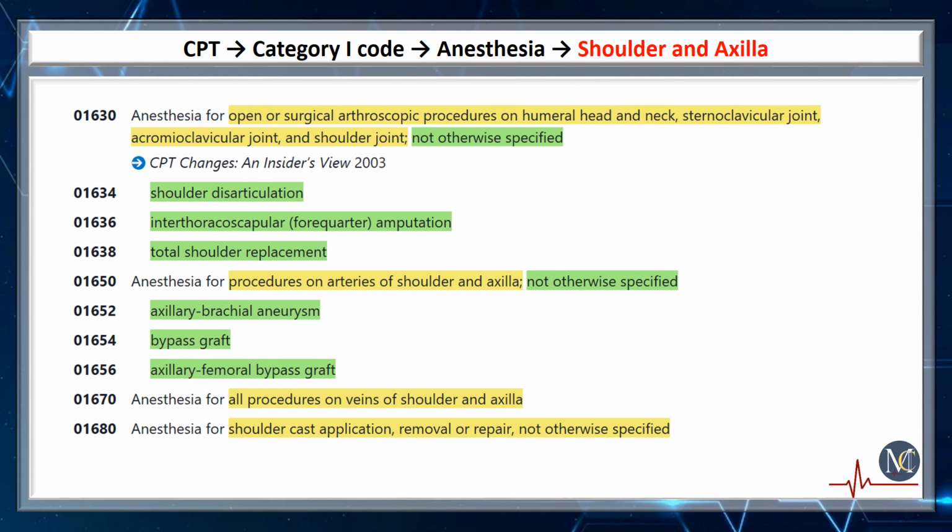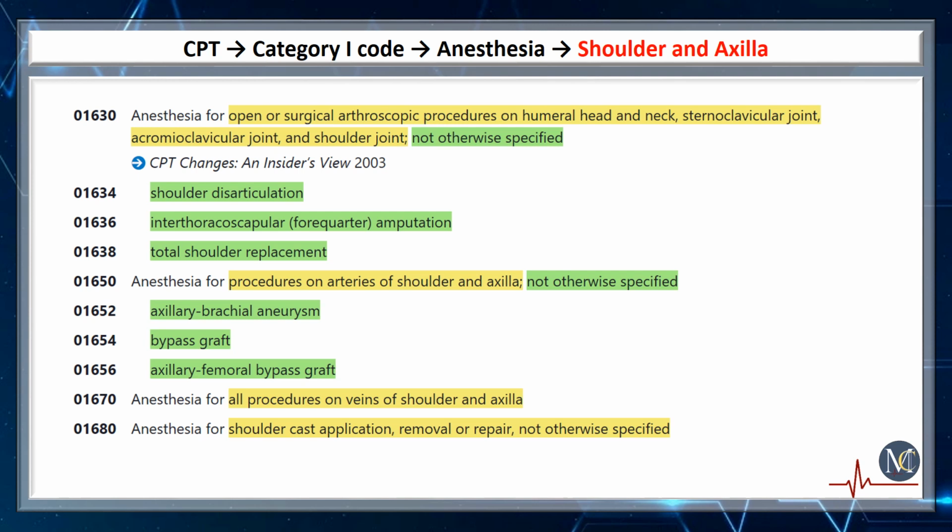Next code is 01636. Interthoracoscapular four-quarter amputation. Interthoracoscapular four-quarter amputation is a surgical procedure that involves the removal of the entire arm, including the scapula and clavicle, as well as a portion of the chest wall to treat advanced cancers or traumatic injuries involving the shoulder and upper extremity. Next code is 01638, total shoulder replacement.